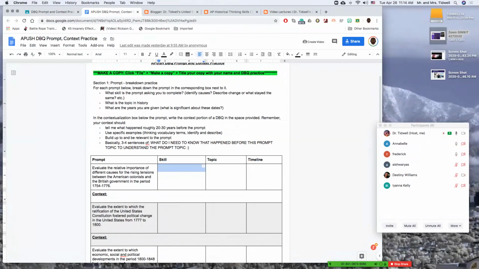Now, what's the topic? It's very straightforward. It's in the prompt. What's the topic? Tension between American colonists and the British government. It's even more simple than that. You said tension between the American colonies and the British government. I would just say difference between the colonies and Great Britain. That's all I would say, because think about that's the reason why we went to the American Revolution, right?